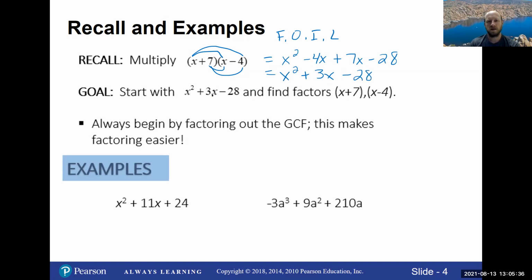But here what we want to do is start with the x squared plus 3x minus 28 and find factors so that it's x plus 7 times x minus 4. We want to kind of work backwards. And here's how it works. I just have a couple of different examples here to start us out. One is easier, one's harder.